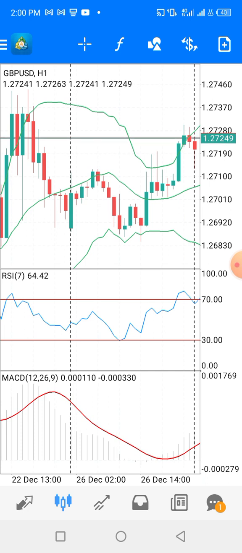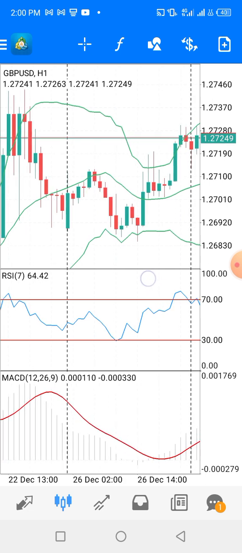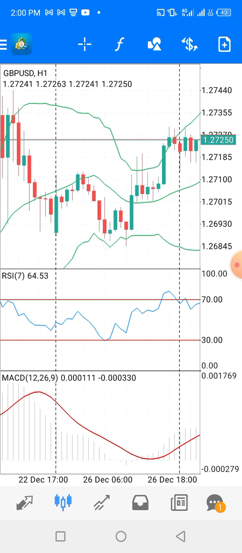You have to know the idea. The idea is that if the price is moving away from the middle band, at some point it is going to reverse back to the middle band. So the standard deviation is used for the outer bands.